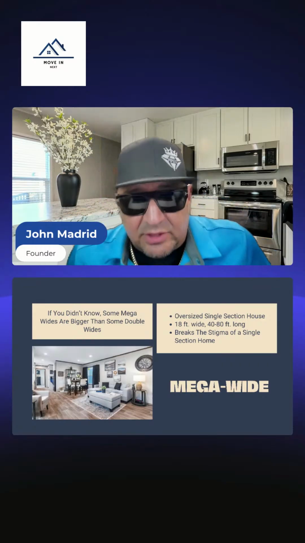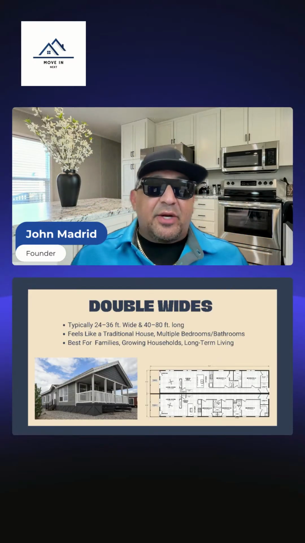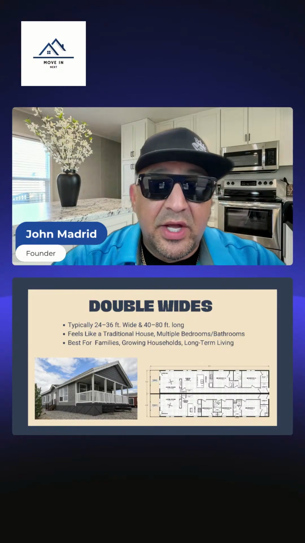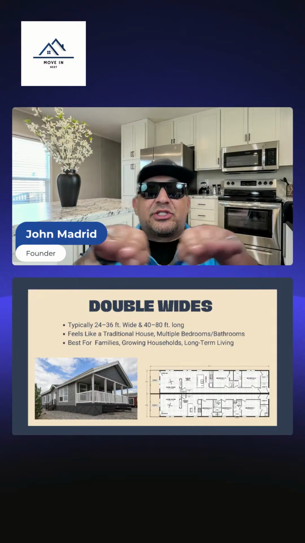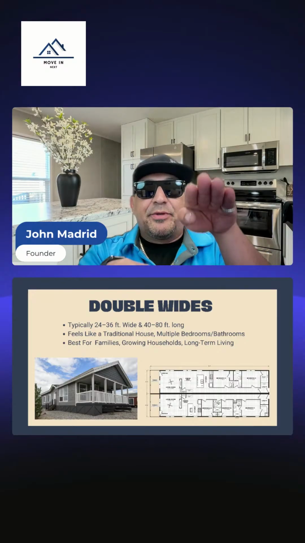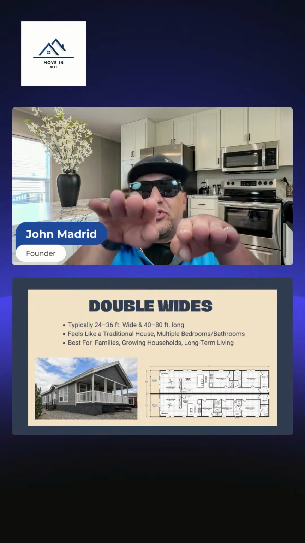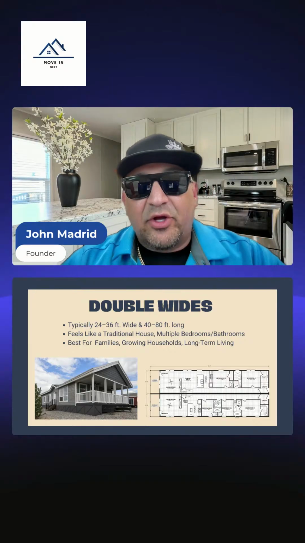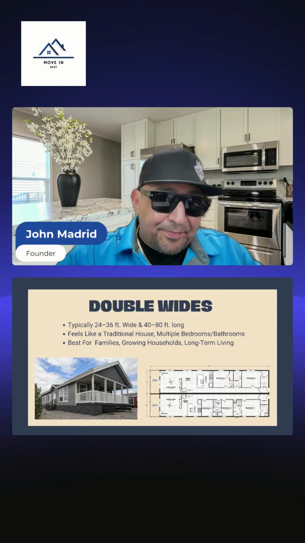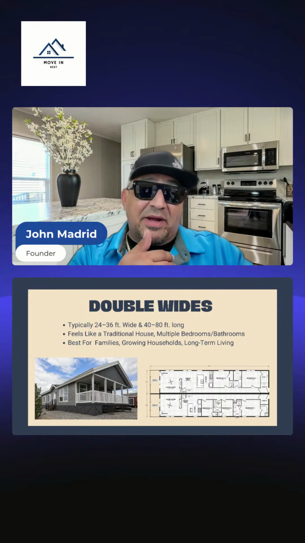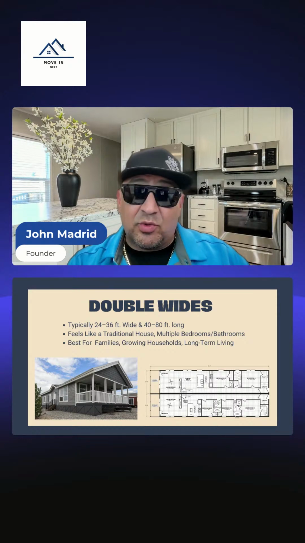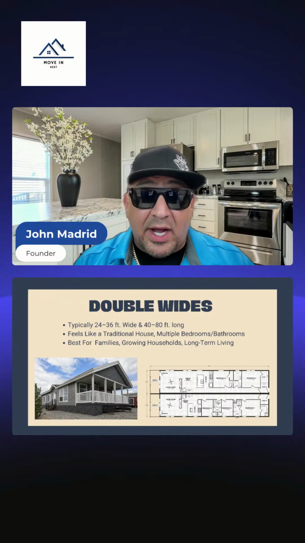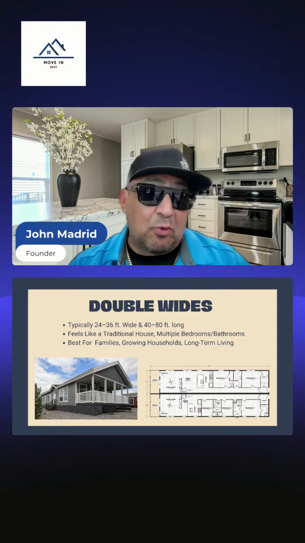Sure. Okay. Well, let's move on to the doubles. Your double wides again can start as small as 24 and go up to 36. A double wide is two single sections put together. So a 24 would be two 12s, a 32 would be two 16s, and a 36 would be two 18s put together. Those can also be anywhere from 40 feet, like a 24 by 40 or a 28 by 40. That's only 1,100 square feet versus an 18 by 76 mega wide, which will be 1,300 square feet. So that's one example right there.